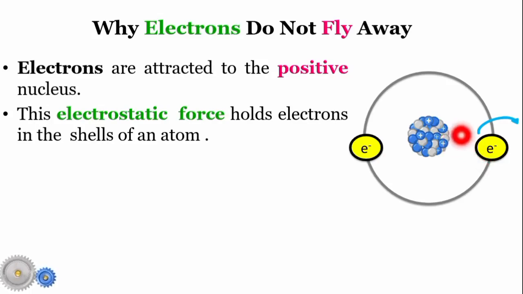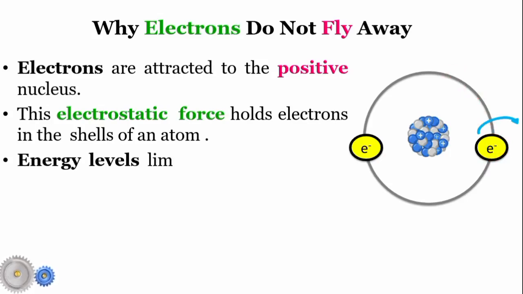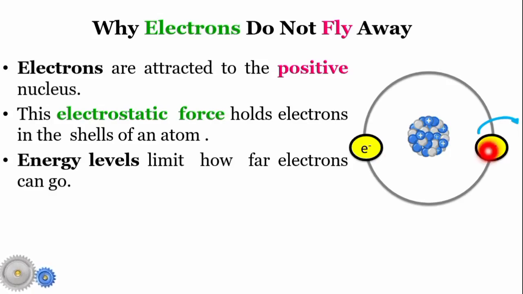So we have seen that this same electrostatic force of attraction is only changing the direction of an electron. Upon changing the direction of an electron, it is also helping this electron to keep moving in the energy levels. Energy levels limit how far electrons can go. So one of the reasons why this electron is not flying away is because of the energy levels.